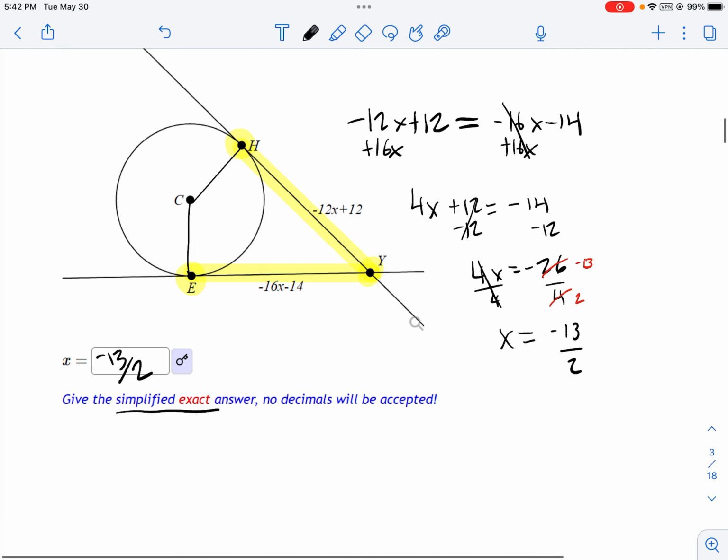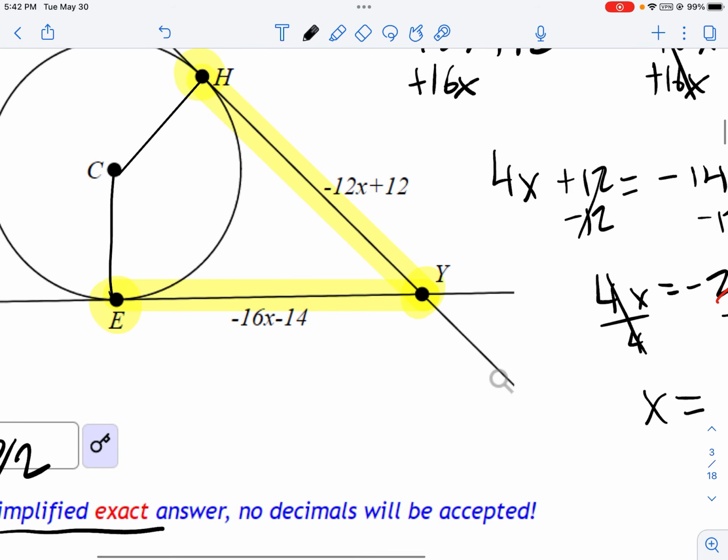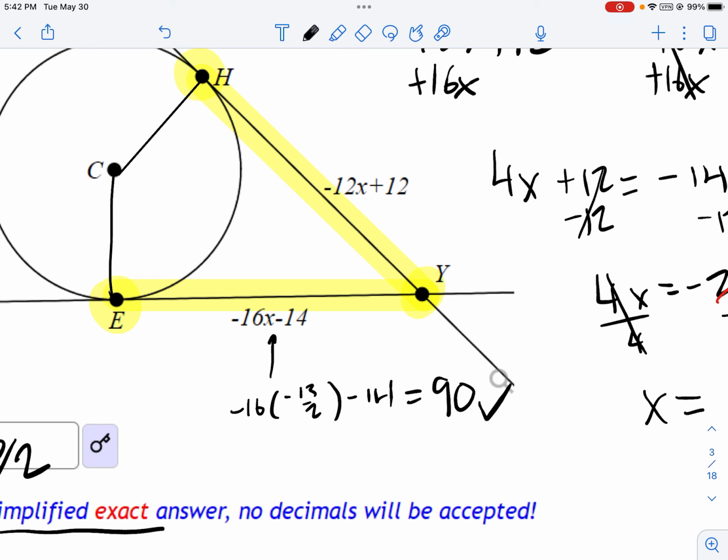As soon as you make sure that your x value is working, meaning that if we plug it back into the original, we get positive values and not 0, obviously. So if we plug our x in here, we get negative 16 times negative 13 halves minus 14. Negative 16 times negative 13 halves is going to give us positive 104, minus 14 is 90. That's positive. It's not an issue.